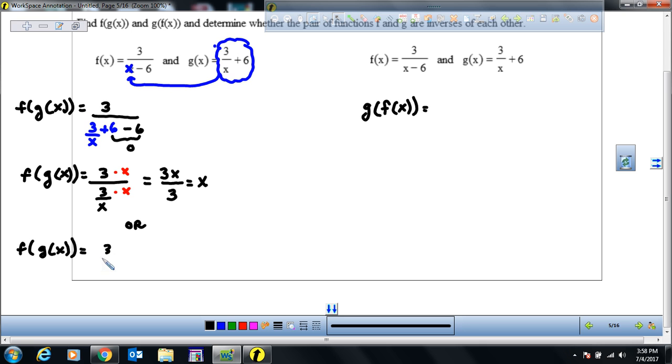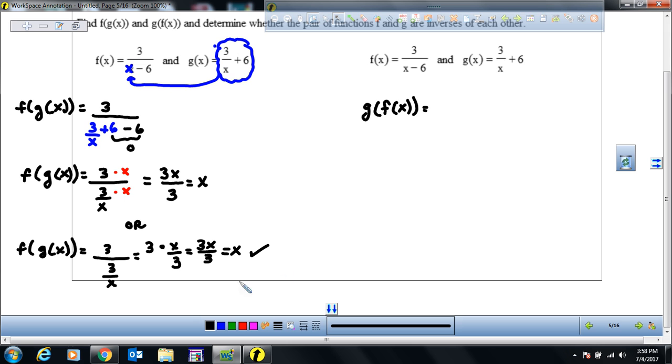Now, when you have division of fractions, you cannot divide by a fraction. Instead, the division of fractions is done by doing the following. You multiply the first fraction times the reciprocal of the second fraction. The reciprocal of 3 over x will be x over 3. That's the same thing as dividing this by this fraction. I multiply this by the reciprocal of the bottom fraction. And that is going to give you 3x over 3, which again, it's going to give me x. So either way, it gives us the same thing. Now, so f of g of x gives me x.